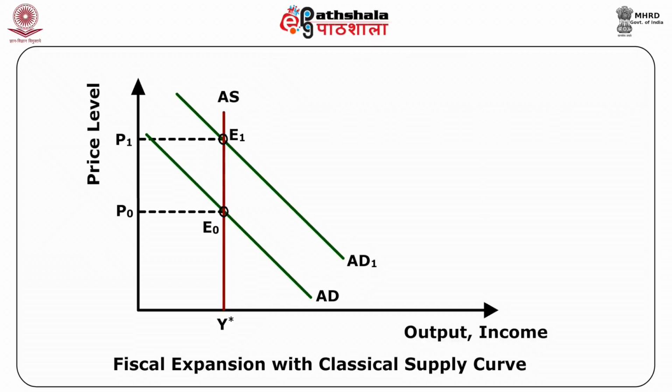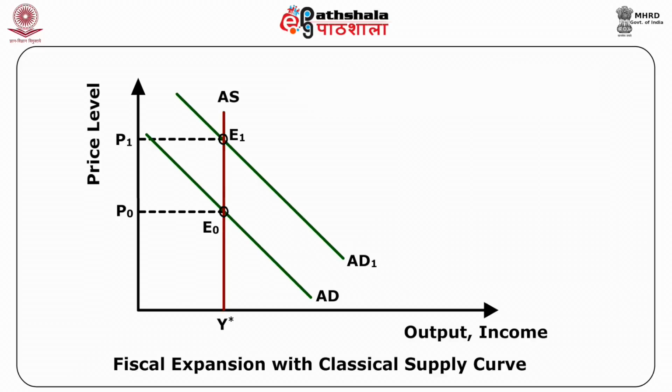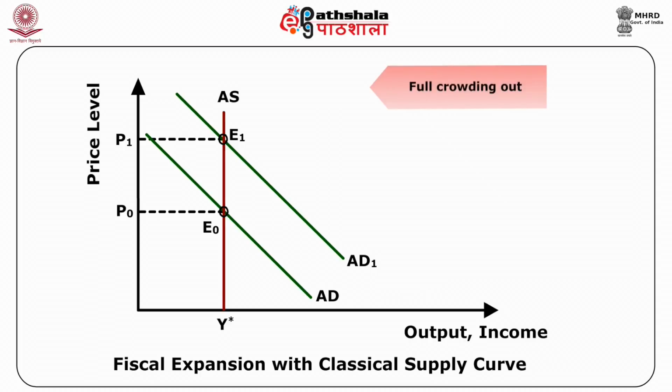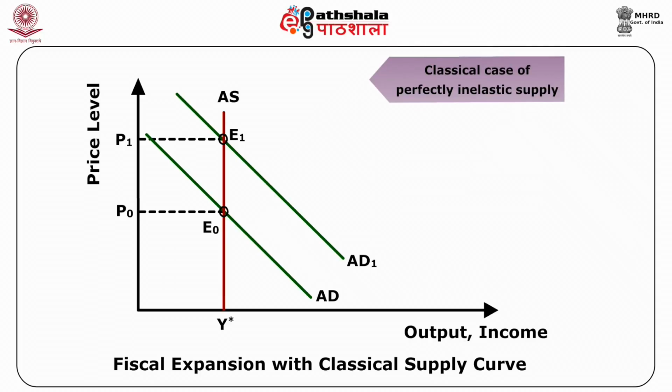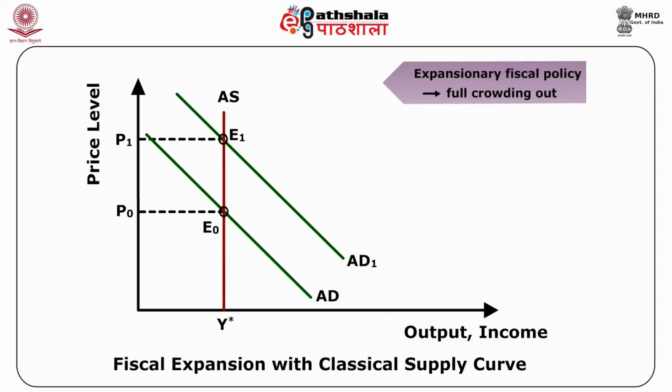private spending. It implies that at point E1, increased government spending crowds out an equal amount of spending, thereby leading to higher prices, but with no increase in the equilibrium output and income. There is thus full crowding out. Thus, in the classical case of perfectly inelastic supply, an expansionary fiscal policy leads to full crowding out.